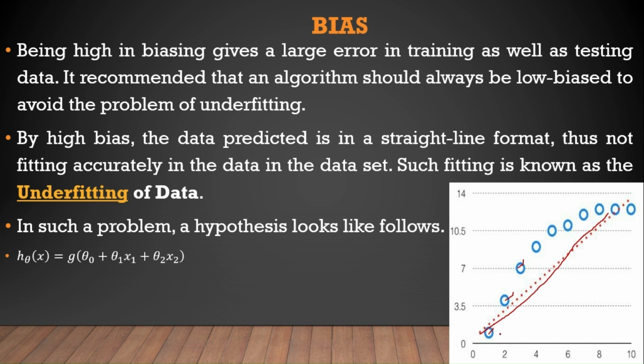So instead of going narrow like this, it will be going in a straight line. Then what will happen? If new datasets come in for any kind of prediction, you will not predict exactly, because you will miss some of the data available here, in the training and testing datasets. We recommend that the algorithm should always maintain low bias to avoid the problem of underfitting. So to avoid underfitting, we have to lower the bias of the system.